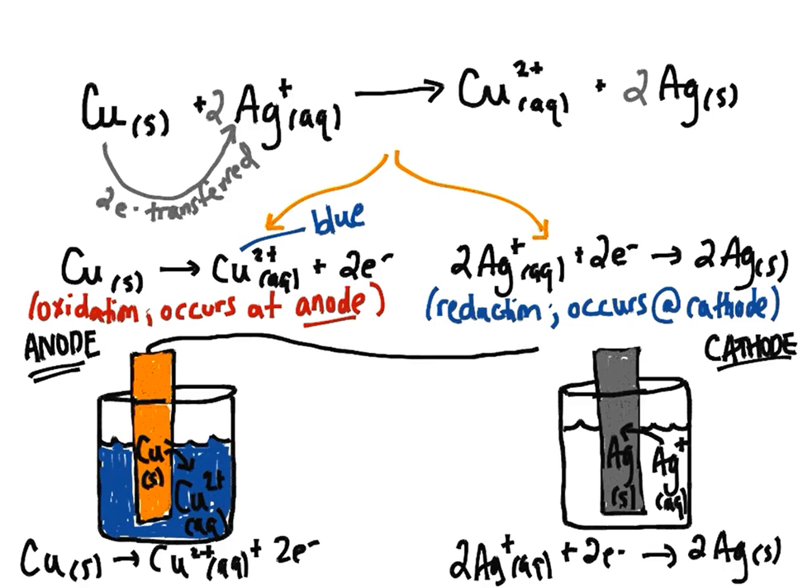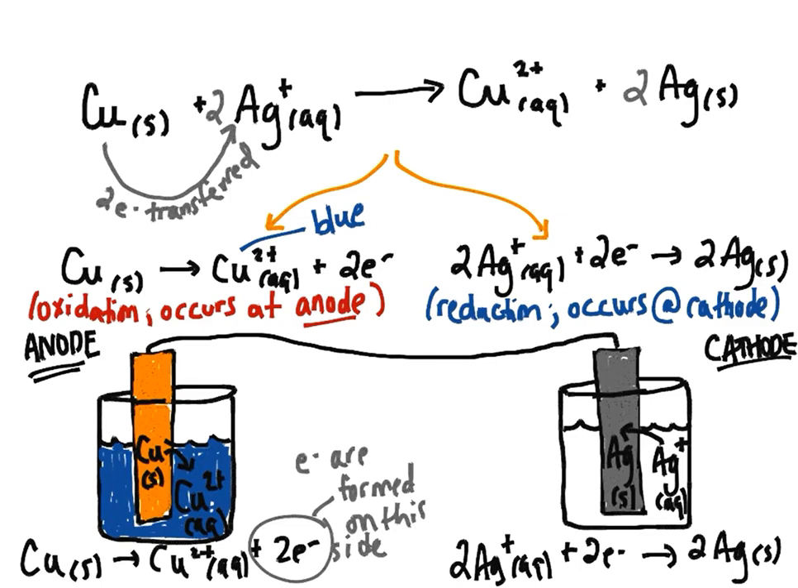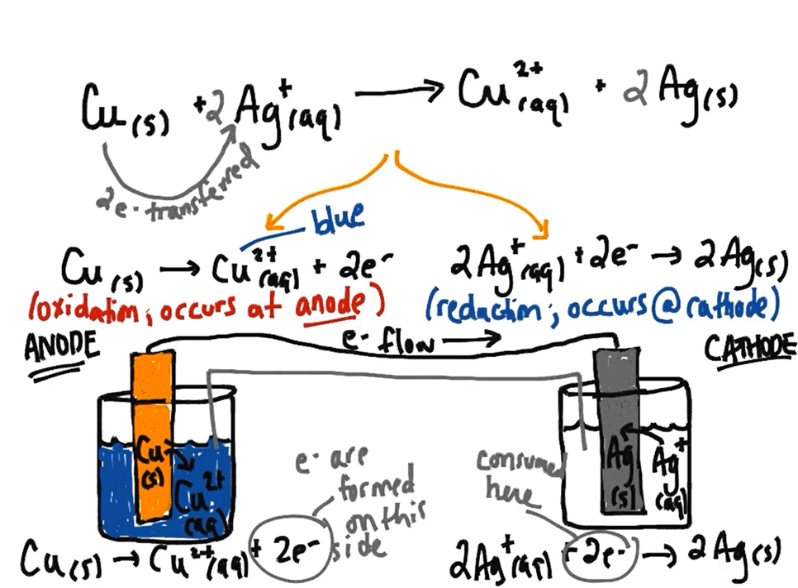If we connect the electrodes with a wire, we know that electrons are formed on the left-hand side, so they're going to travel from the anode to the cathode. So the direction of electron flow is from left to right in this case, because they're formed on the left and consumed on the right. We have a salt bridge that we need to add. I'm going to put that in gray.